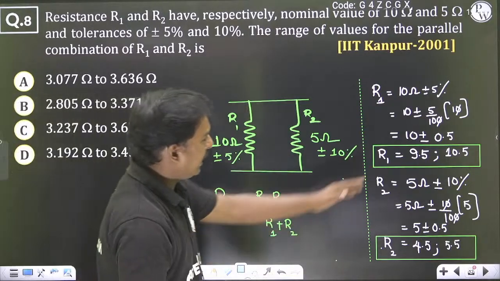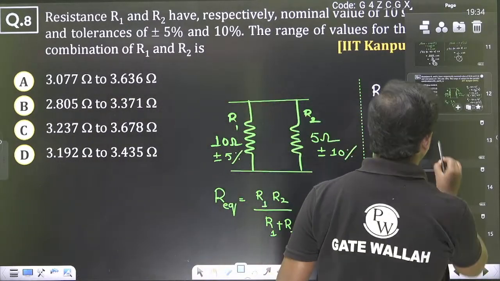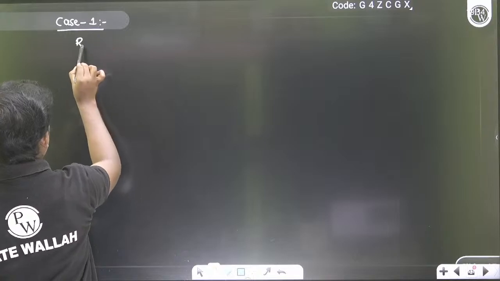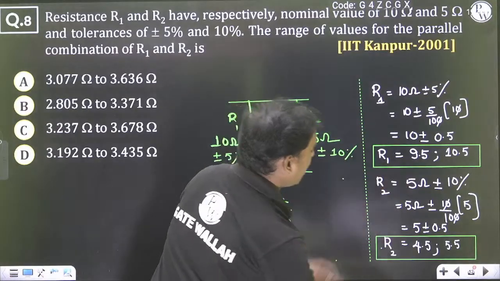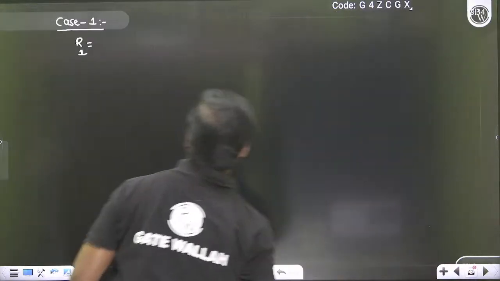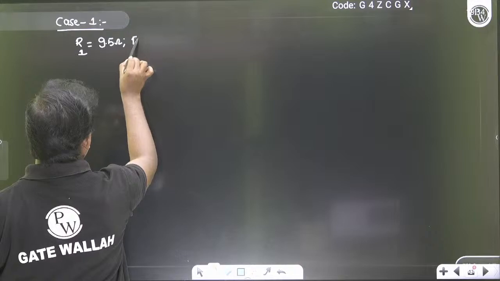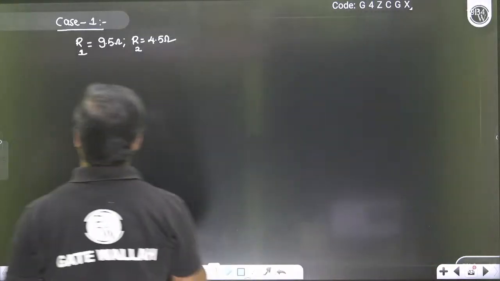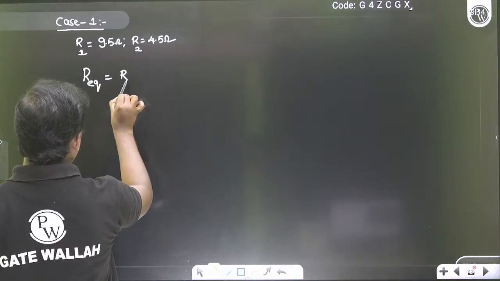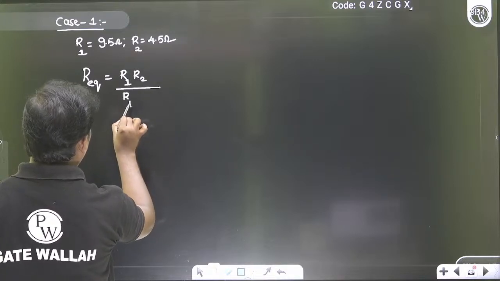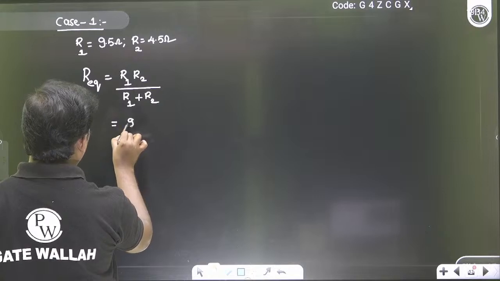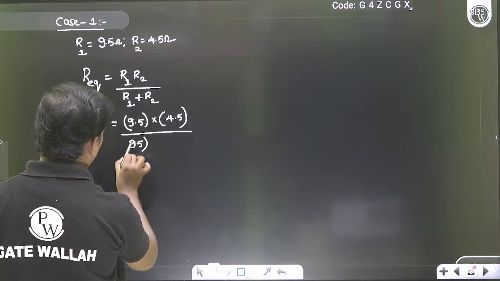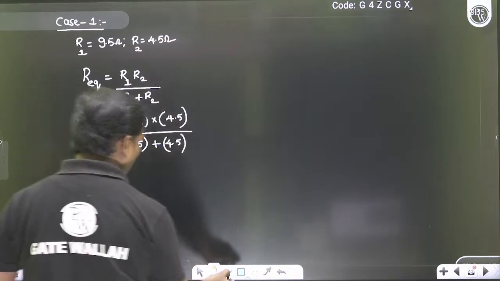So now I can take any combination. So what is R equivalent? Suppose I am taking case 1, a set of R1 minimum, that is 9.5, and R2 4.5. This is 9.5 and this is 4.5. So what will be the R equivalent? R equivalent is equal to R1 R2 divided by R1 plus R2. So how much is it going to become? 9.5 into 4.5 divided by 9.5 plus 4.5. Please calculate and check. Similarly, the other possibility, case 2.